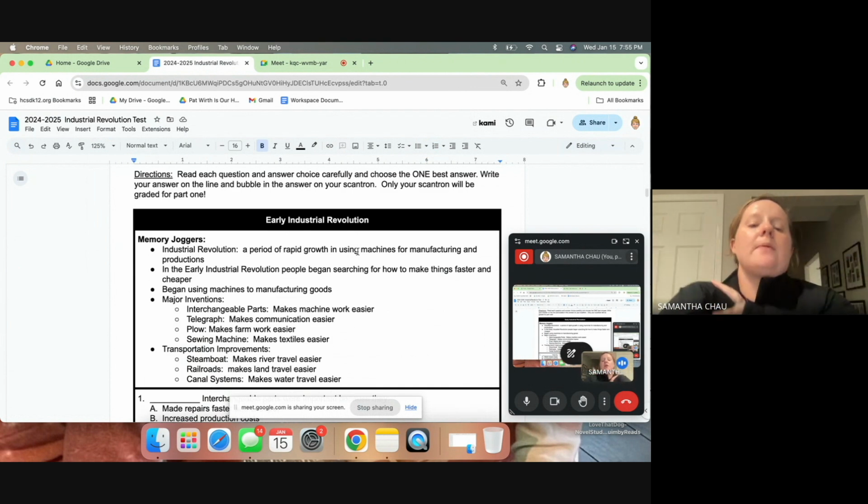Early Industrial Revolution. Memory joggers. The Industrial Revolution, a period of rapid growth in using machines for manufacturing and productions. In the early Industrial Revolution, people began searching for how to make things faster and cheaper, began using machines to manufacture goods. Major inventions. Interchangeable parts make machine work easier. Telegraph makes communication easier. The plow makes farm work easier. Sewing machine makes textiles easier.